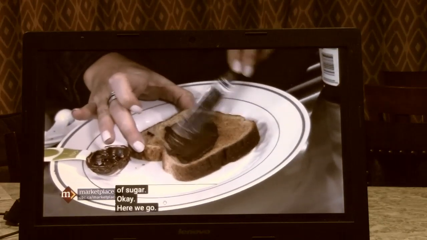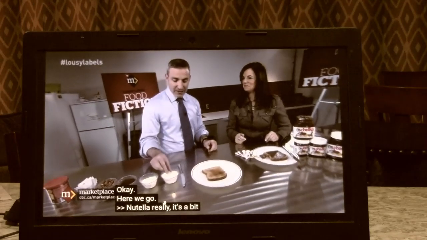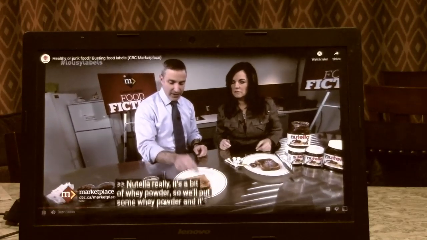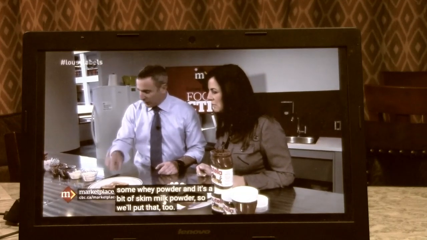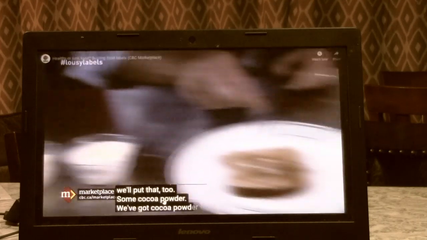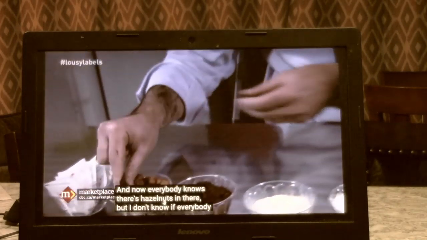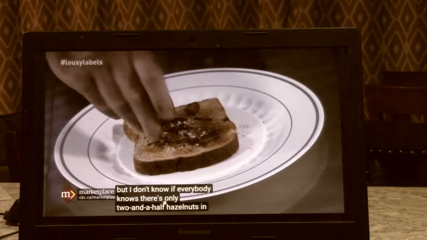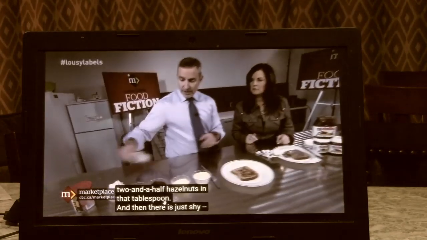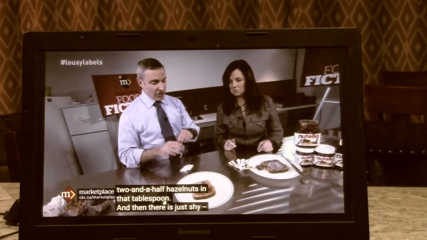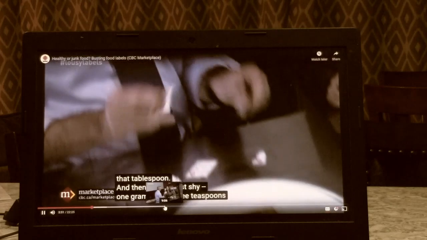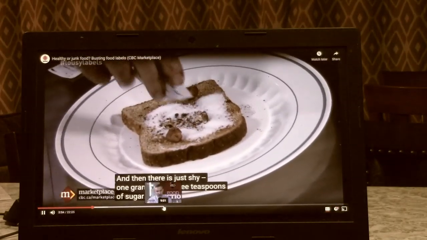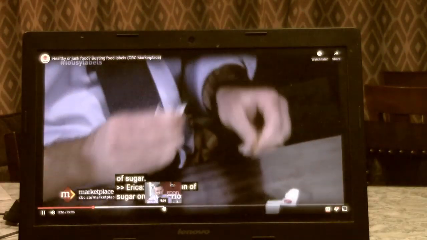Okay, here we go. Nutella, really, it's a bit of whey powder, so we'll put some whey powder, and it's a bit of skim milk powder, so we'll put that too. Some cocoa powder, and now everybody knows there's hazelnuts in there, but I don't know if everybody knows that there's only 2.5 hazelnuts in that tablespoon. And then there is just shy, 1 gram shy, of 3 teaspoons of sugar. That is a ton of sugar on my toast.